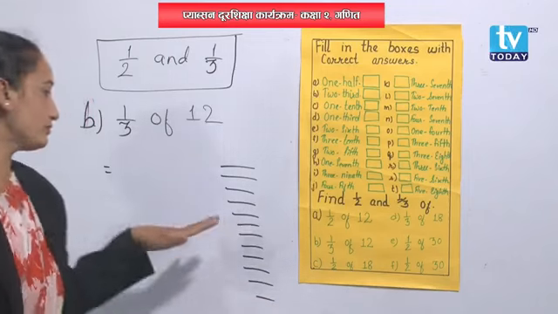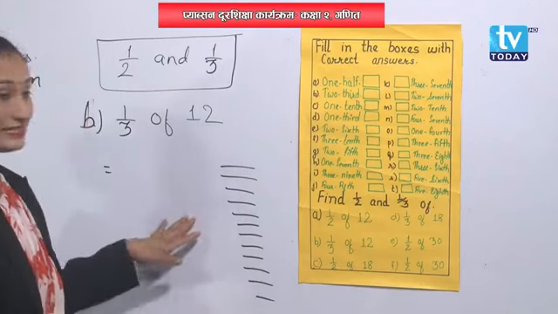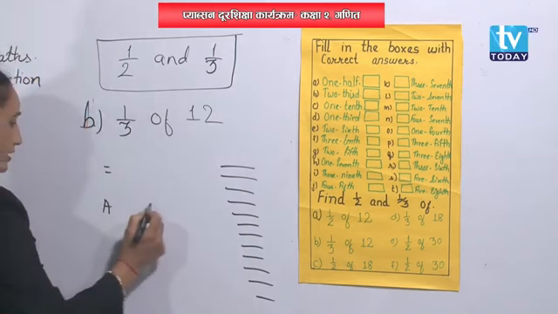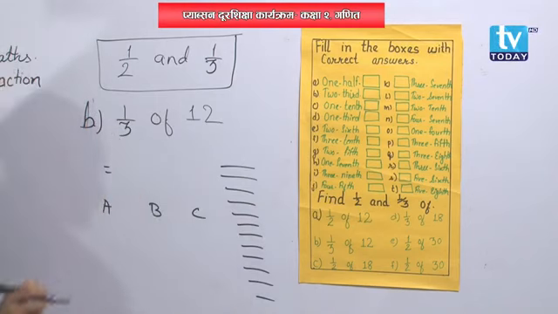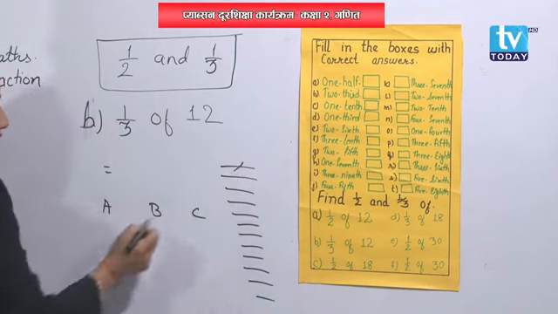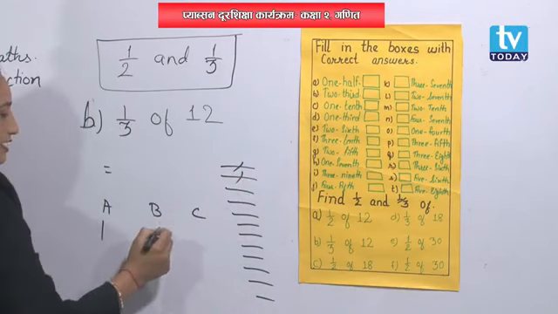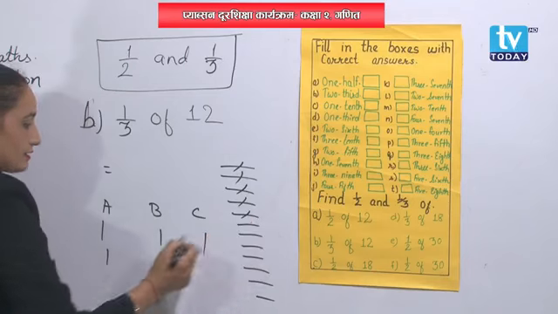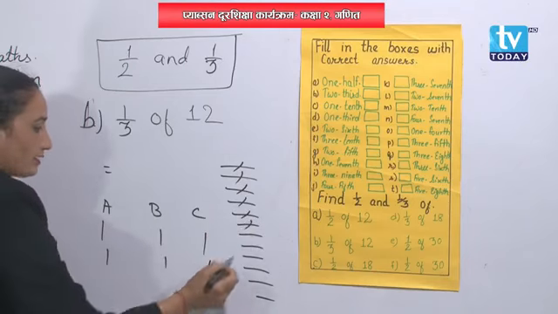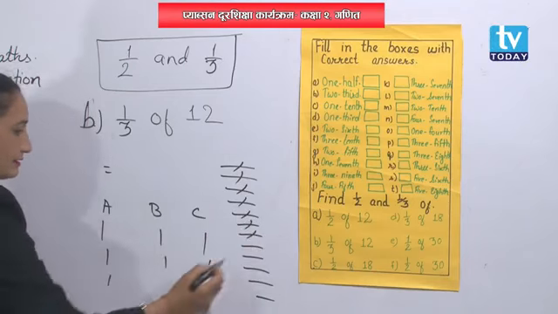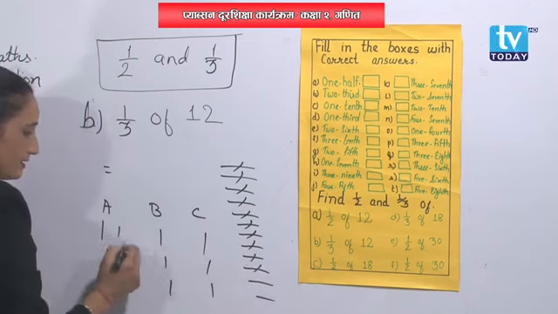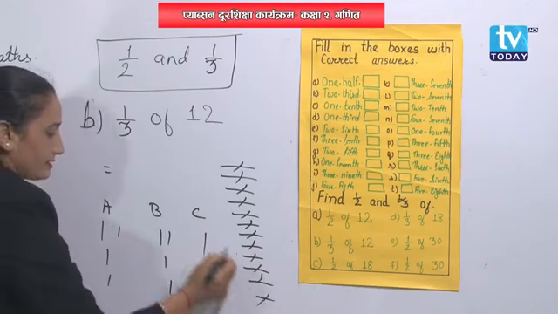If you want to divide these 12 lines in 3 groups, then we have to write the name of the group: A, B, C. Okay. Now give this one line over here. This one line here, this one line here. Again this one, again this one, again this one. This line here, this line here and this line here. This here, this here and this here.